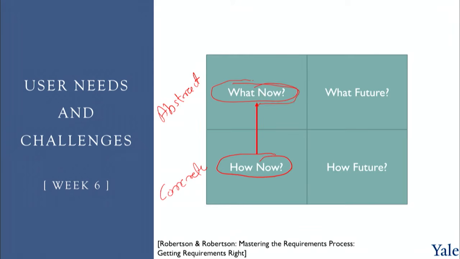And then what now becomes what future? What more would they like to be able to do? Again, at this abstract level, not only do I want my grass to be short, but I want it to look a certain way. I want to have a certain color. And then we use that information to go back to the real world, into the concrete space, to think about how future. What are we going to design? How is our design going to develop to allow our user not only to do what they need to do now, but what they would like to do in the future? And so we are going to have this constant interplay between the concrete and the abstract in this business.